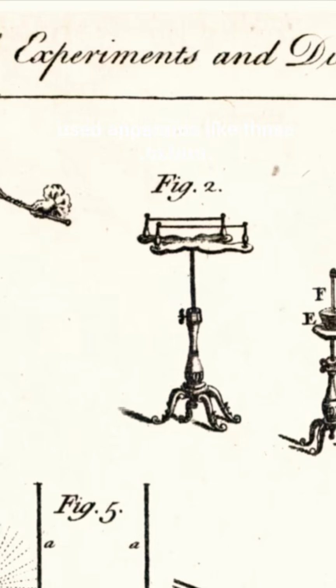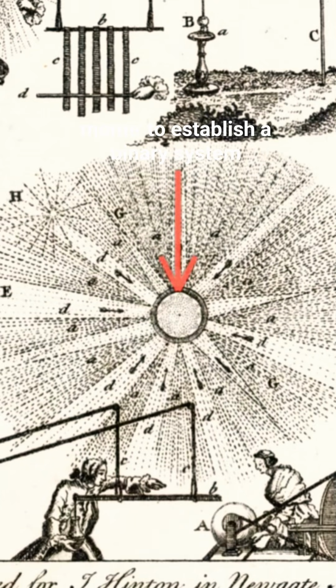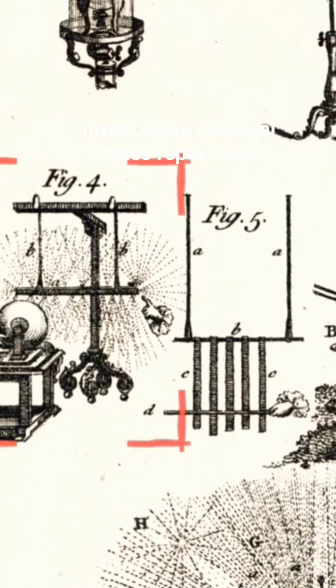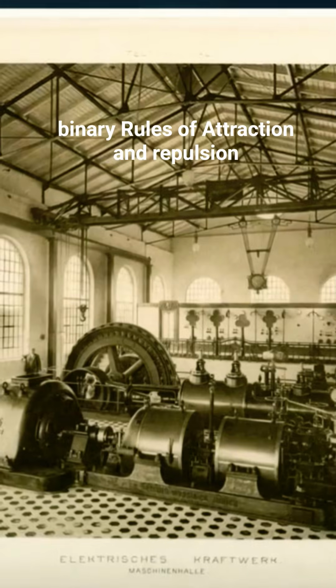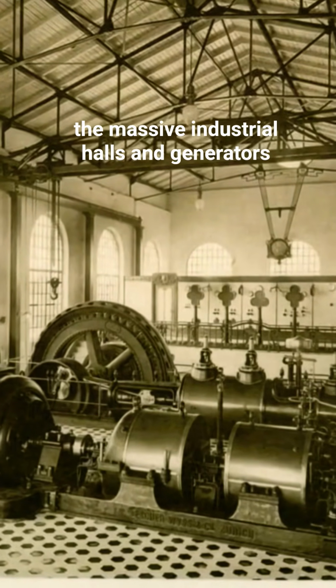Benjamin Franklin used apparatus like these to turn observations into rigorous philosophy. He proposed a one-fluid theory, permeating all matter, to establish a binary system. An excess was labeled positive and a deficit negative, noting opposite states attract while identical states repel. These binary rules of attraction and repulsion operate at an immense scale, governing the massive industrial halls and generators that power modern civilization.